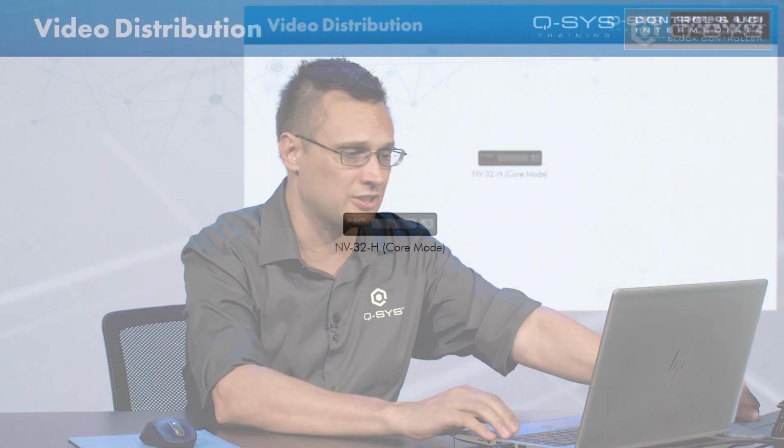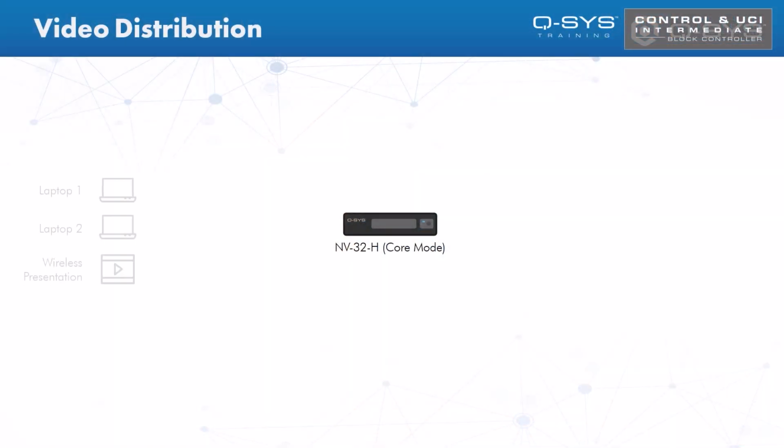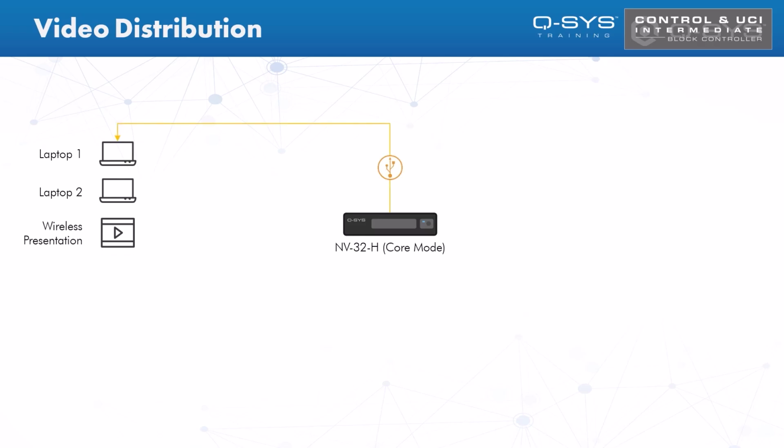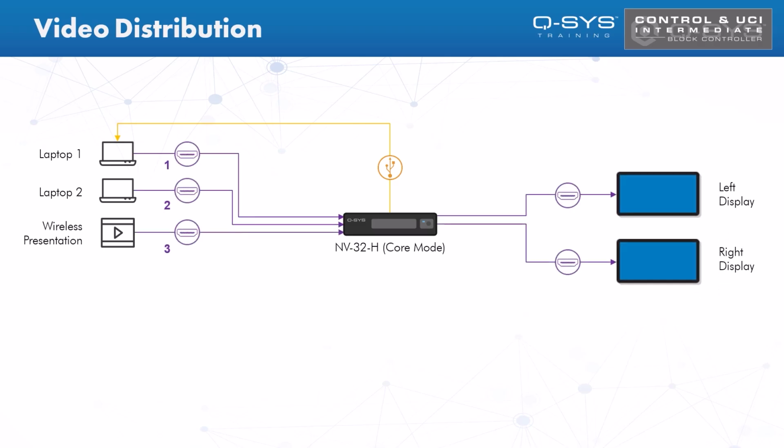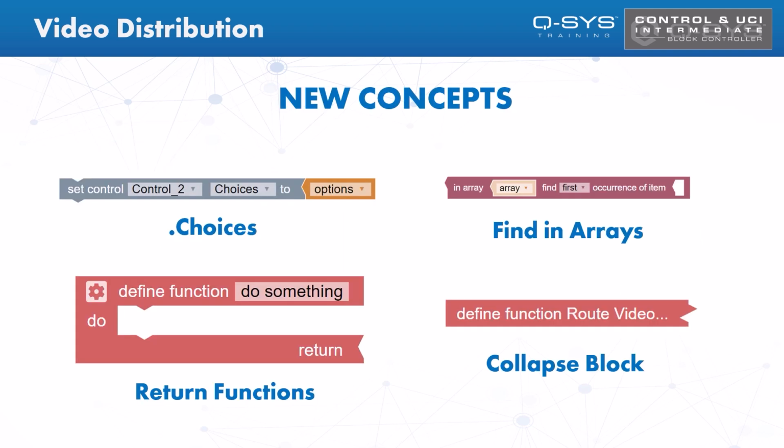The topography looks a little bit like this. Again, our core is in the room. We got laptop 1, laptop 2, our wireless presentation. We have the USB cable connecting to whichever laptop someone is using. It's all coming in via HDMI and going out via HDMI. Pretty simple. We got some new concepts for you this time around.